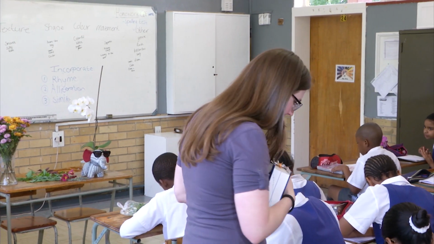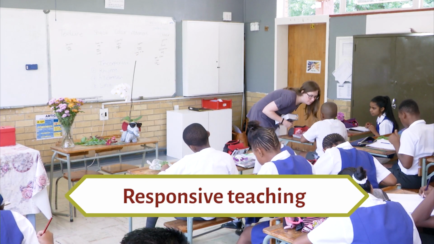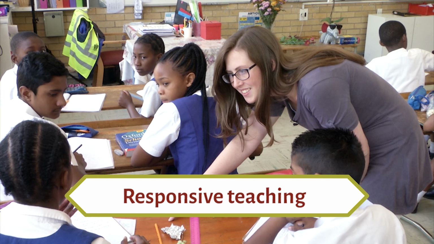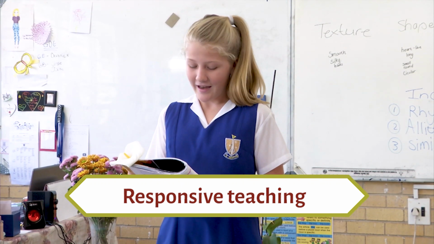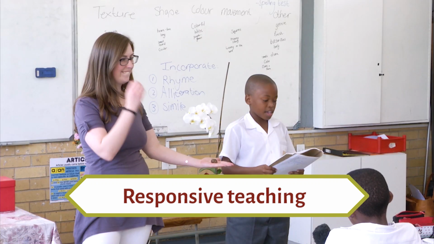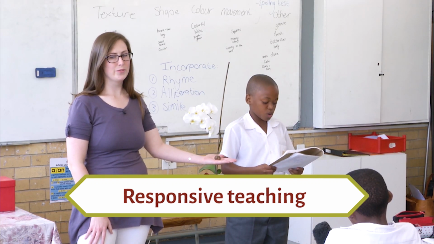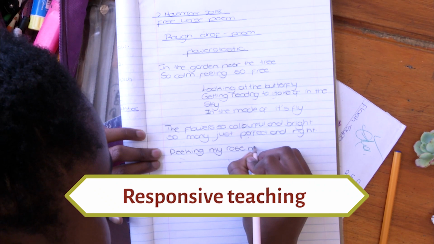Basically, I just went around the class checking that people were okay, you know, if they asked any questions, if they wanted me to look at their poem, because they knew that they were going to be reading the poem out. So they wanted to feel confident that their poem was okay to read to the rest of the class.